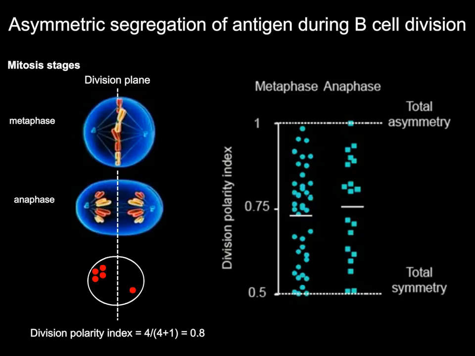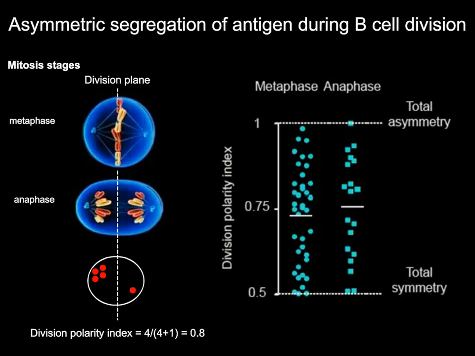Indeed, as early as the metaphase, but also for anaphase cells, you can define the division plane, and it's quite easy using imaging flow cytometry to calculate the amount of antigen fluorescence you have on one side of the plane and on the other side of the plane, which allows you, for each cell, to calculate the division polarity index.